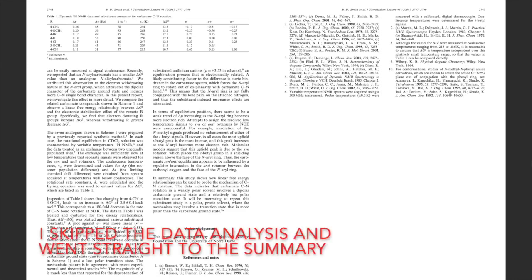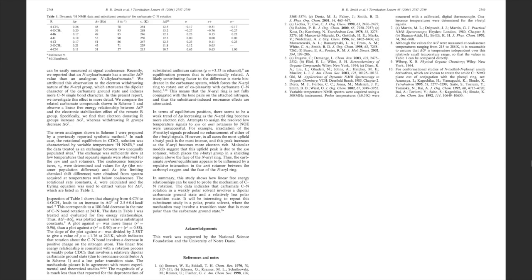In summary, this study shows how linear free energy relationships can be used to probe the mechanism of carbon-nitrogen rotation. The data indicates that carbamate carbon-nitrogen rotation in a weakly polar solvent involves a dipolar carbamate ground state and a relatively less polar transition state. It will be interesting to repeat this substituent study in a polar protic solvent, where the mechanism may involve a transition state that is more polar than the carbamate ground state.